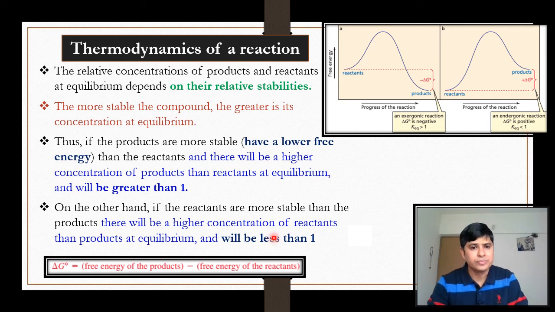So we can say that delta G, the change in free energy, is equal to the free energy of products minus the free energy of reactant. This delta G naught gives the free energy of products minus the free energy of reactant. So this is the delta G term, which involves the free energy of products minus the free energy of reactant.